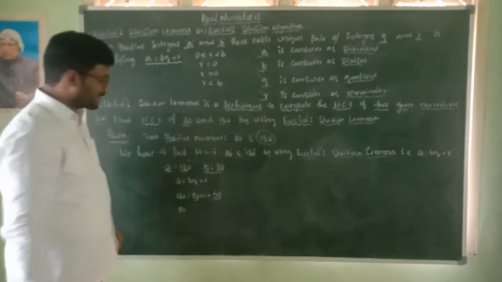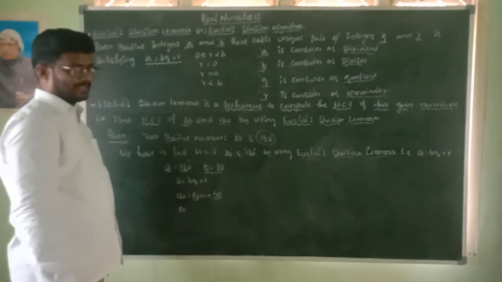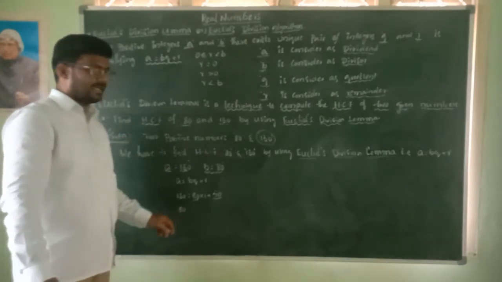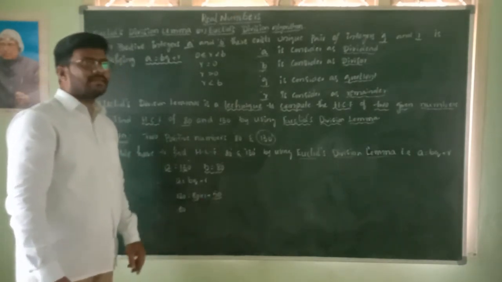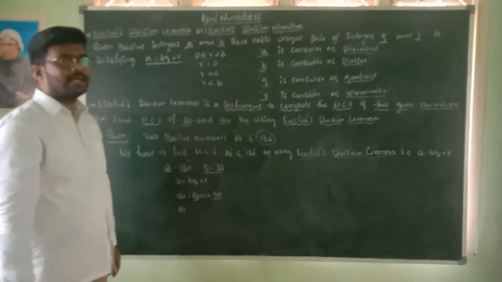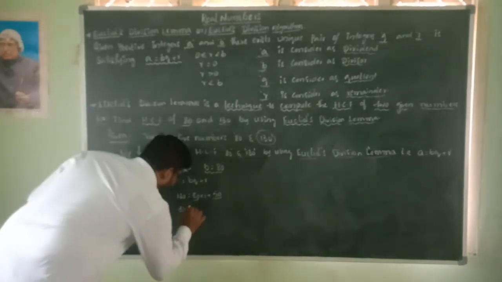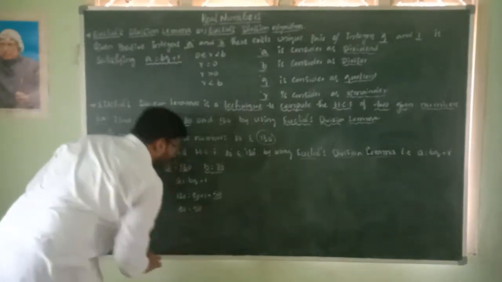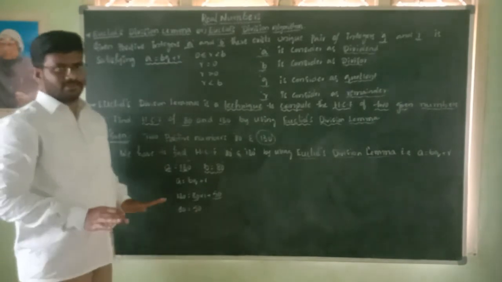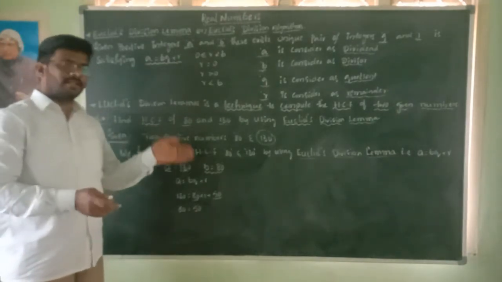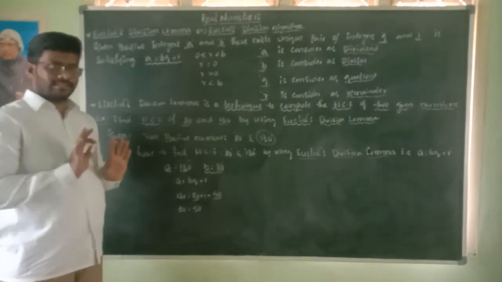Understood, children, the technique? Here the divisor will become the dividend in the further step. Here the remainder will become the divisor in the further step. Okay, children? Do the same division here also. What you did in the first step, that only you do in the second step also.